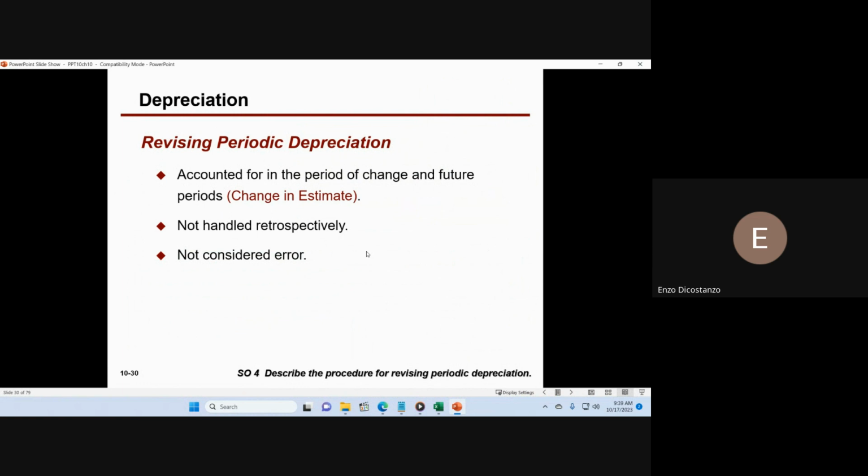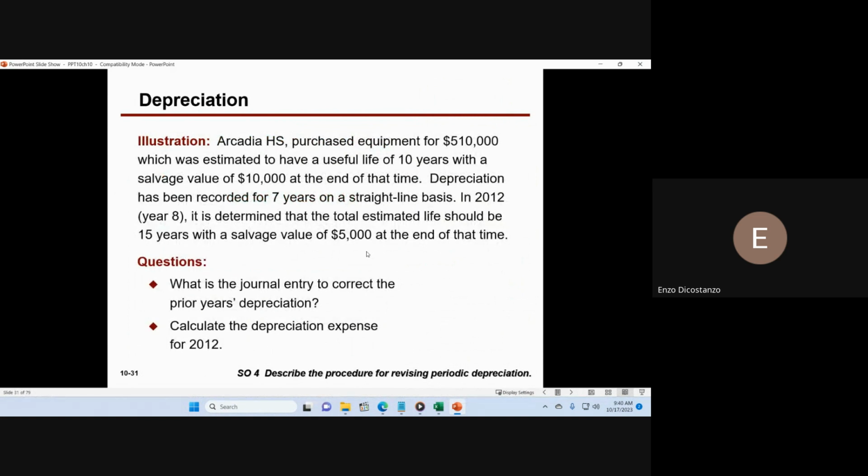You could revise periodic depreciation, and I'll tell you, with those partial year versions, we might have that somewhere in the problem. So we'll look to see if we worked on that, because I outlined this chapter long ago, so it's been a couple of years since I've looked at it. So when you do a periodic depreciation revision, you don't consider it an error, and you don't go back in time.